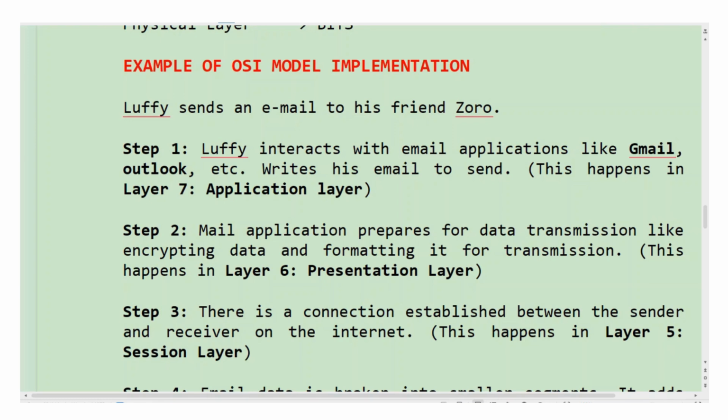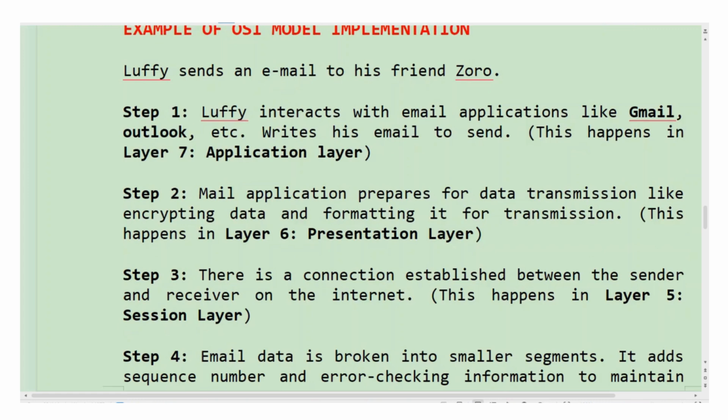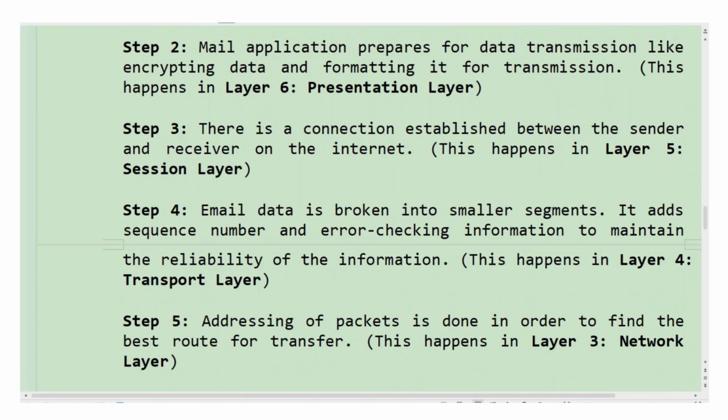Step 6, data packets are encapsulated into frames. The MAC address is added for local devices and then it checks for errors using error detection. This happens in layer 2, the data link layer. Step 7, lastly, frames are transmitted in the form of electrical or optical signals over a physical network medium like Ethernet cable or Wi-Fi. After the email reaches the receiver, i.e. Zoro, the process will reverse and decrypt the email content. At last, the email will be shown on Zoro's email client.